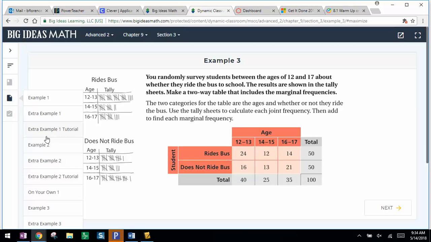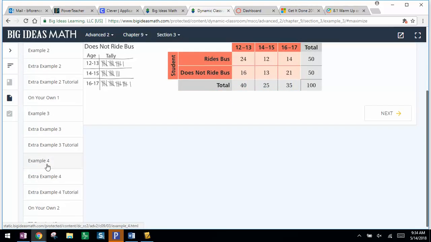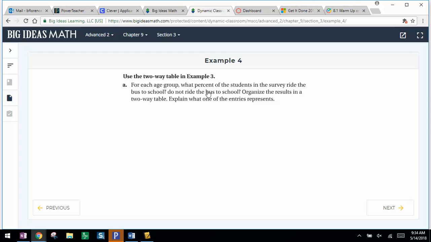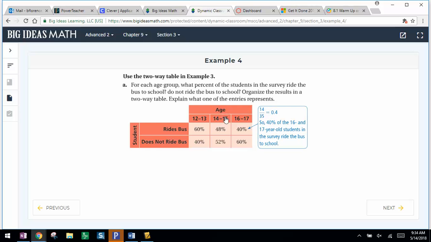Example 4. Use the two-way table in example 3. For each age group, what percent of the students in the survey ride the bus to school and do not ride the bus to school? Organize the results in a two-way table. Explain one of the entries represented.